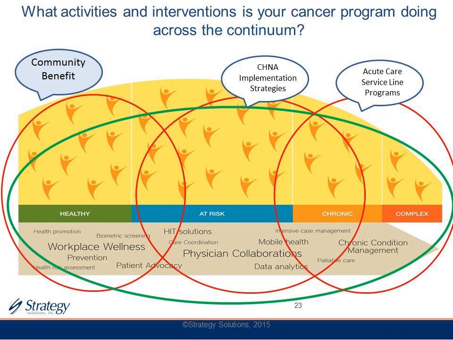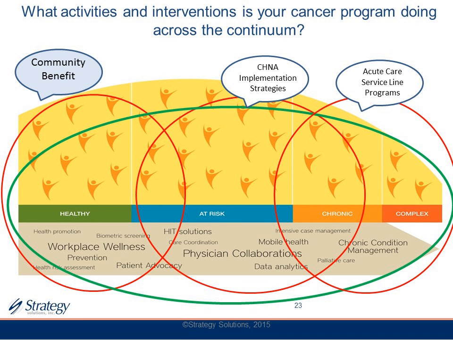One of the first strategies I'm going to recommend to you is to sit down and really think about, what does this map look like for you? What is your health system doing within your cancer program across the continuum of care? And I would do a separate map for breast cancer, for colon cancer, for prostate cancer, for any of the cancers that are significant in your area.